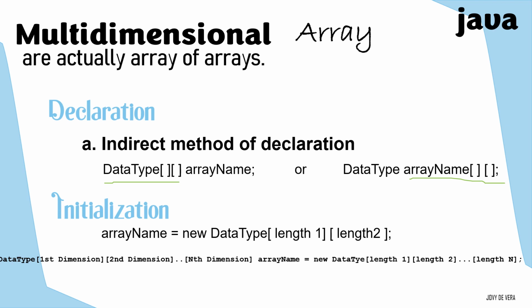So, this one. So, int, the two square brackets, the array name is equal to new int, and then the length of the array.